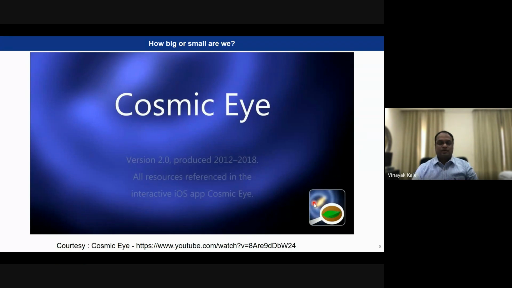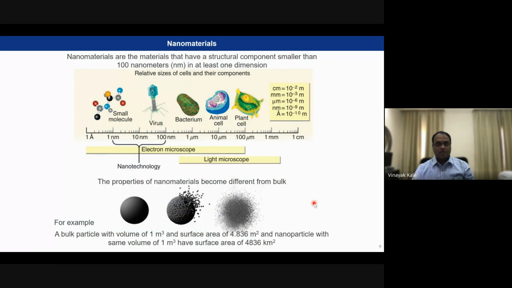I hope with this video you have an idea about how big or small we are, and how nanomaterials compare to other scales like the universe or the human body, or if you go to femtometer or smaller scales. Nanomaterials are the materials that have a structural component smaller than 100 nanometers in at least one dimension. As you can see in the scale, we go from 1 angstrom to 1 centimeter.